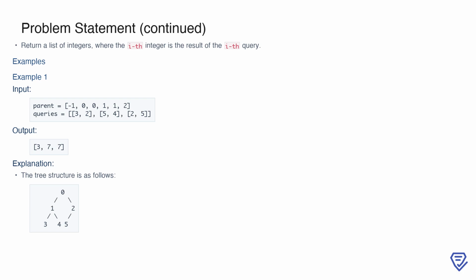Imagine the parent array is defined as -1 0 0 1 1 2, which represents a tree structure rooted at node 0. The queries are [3, 2], [5, 4], [2, 5]. For these inputs, the output is 3 7 7. The explanation for these results depends on evaluating the tree structure and processing each query step by step.